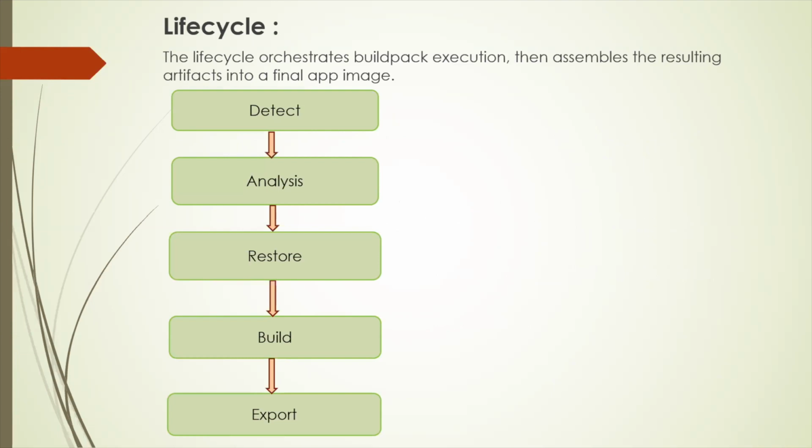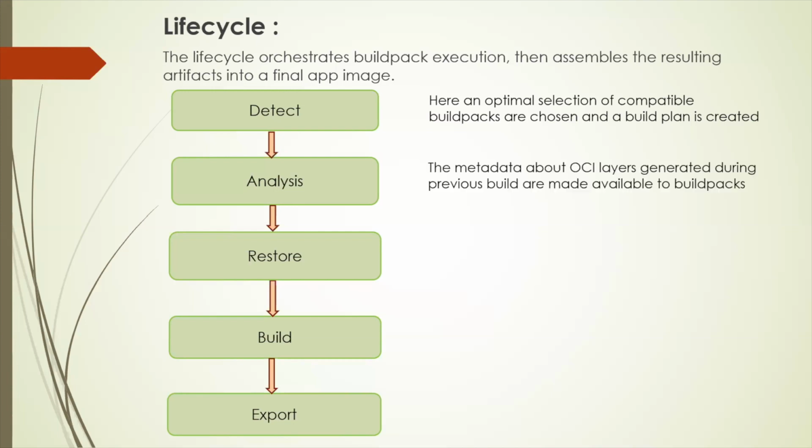Coming to understanding how Buildpack does this kind of orchestration, we have to understand the lifecycle process. It goes through 5 different processes. First is the detect phase. The detect phase is where the platform chooses whether the Buildpack should be applied against the application source code or not. If it has to be applied, then it creates a build plan around it. Second is the analysis, where the metadata about the OCI layers generated from the previous build is taken into account, which can be used in the current build execution process.